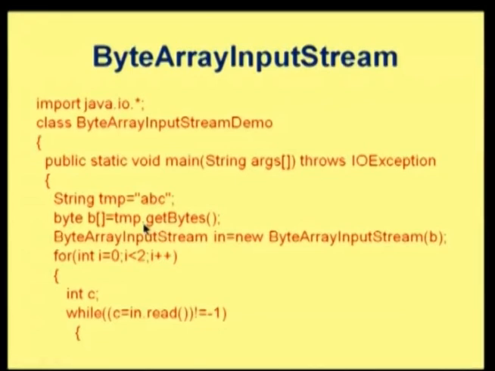So, getBytes is a method available in the String class which gets the bytes, and these bytes will be stored in the form of a byte array. Now I have a ByteArrayInputStream, and the byte array assigned as the parameter for the constructor is b. Now I give i = 0, i < 2, i++, and here we have an integer c = in.read.